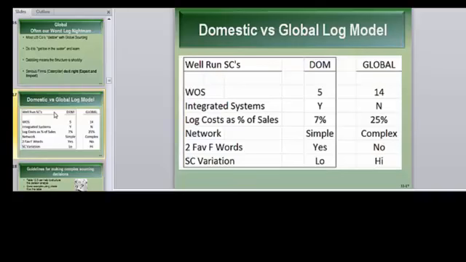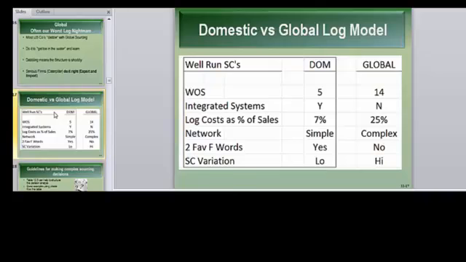Now compare that to global. We came up with the 14 weeks of supply, the 100 days, the 3.6 inventory turns. Integrated systems are rare, so we're going to put an N down for no. Log costs as a percent of sales, hey, the sky's the limit. But often companies will raise price if they have to use a lot of air freight because they screwed up their forecast, and therefore they're driving their cost north of this 20-25%. And I picked 25%. It's just an arbitrary number, but it's directionally right.